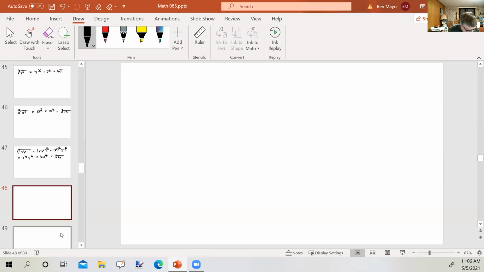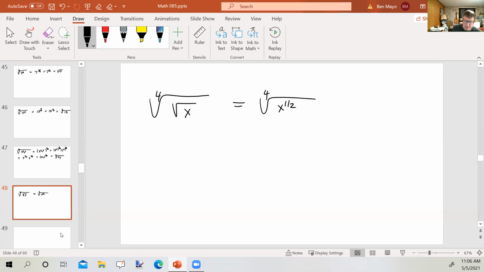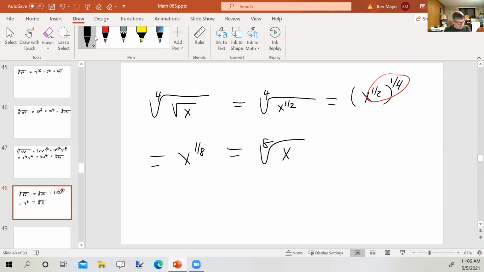Okay, how about this one? The 4th root of the square root of x. So that would be the 4th root of x to the 1/2 power, because the square root of x is x to the 1/2 power. And this would be x to the 1/2 power to the 1/4 power, because the 4th root would be the 1/4 power. But now we're going to multiply the exponents. 1/2 times 1/4 would be 1/8. So we've got x to the 1/8 power, which is the 8th root of x. And there you have it.